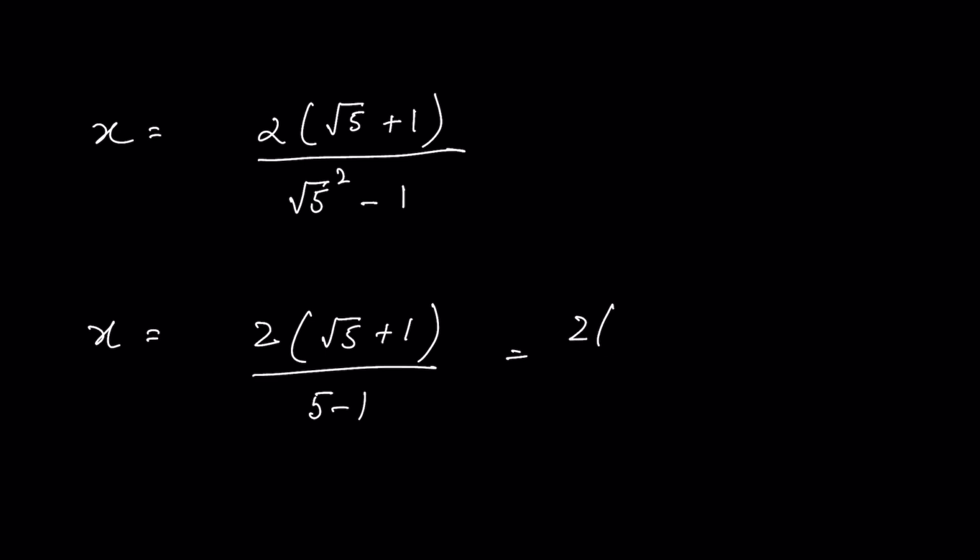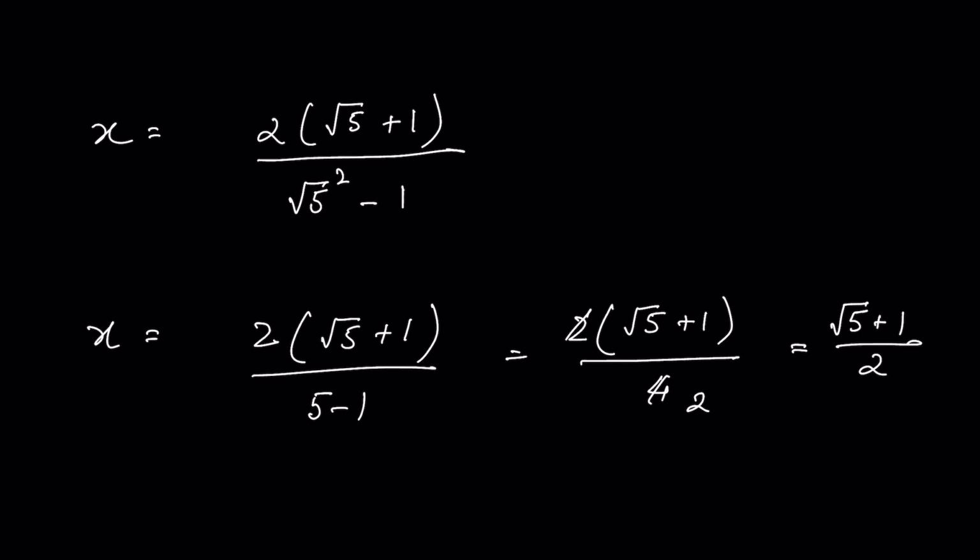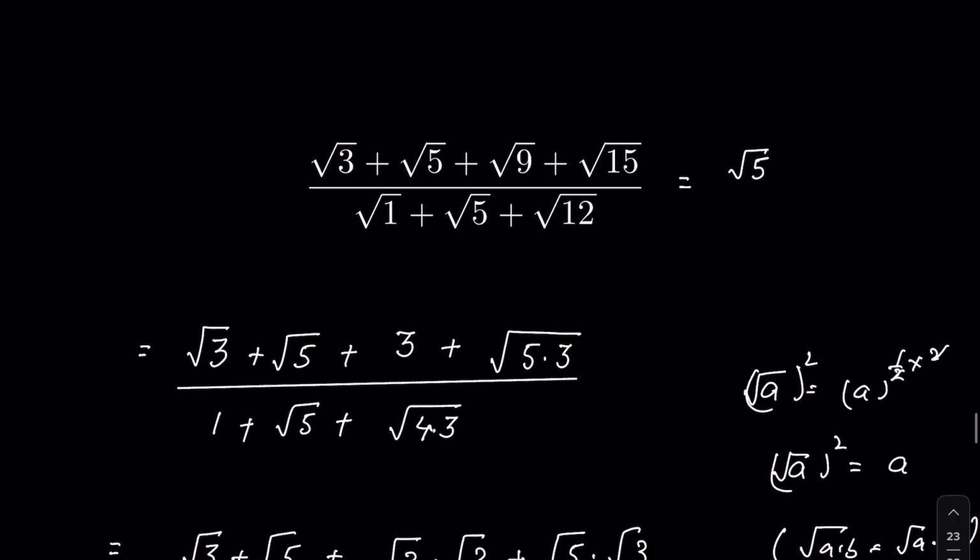So 2 times square root of 5 plus 1 upon 5 minus 1 is 4. 2 times 2 is 4. So it is equal to square root of 5 plus 1 upon 2. This is our answer. So this is equal to square root of 5 plus 1 upon 2.